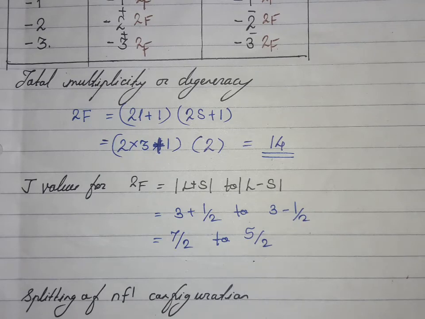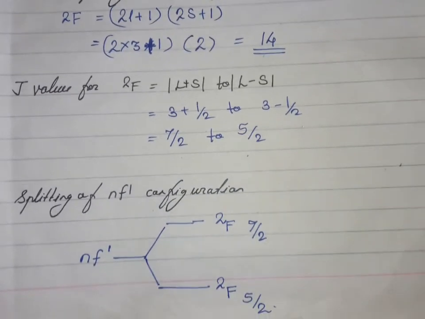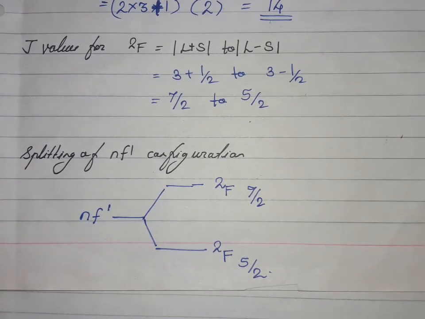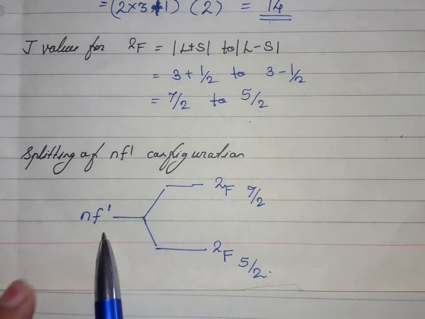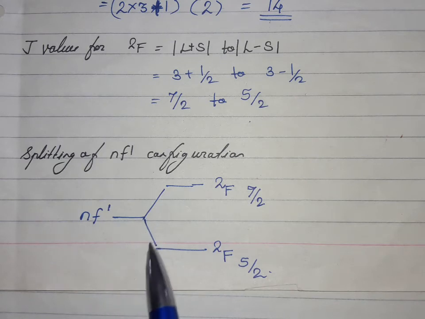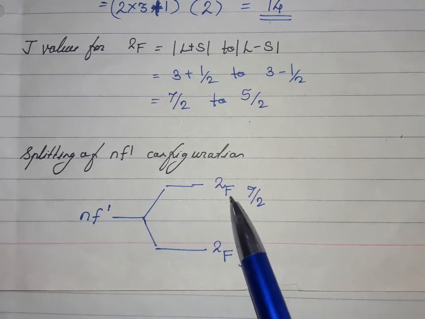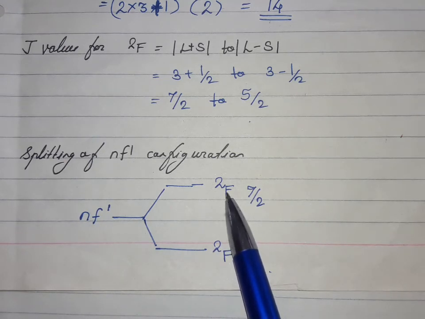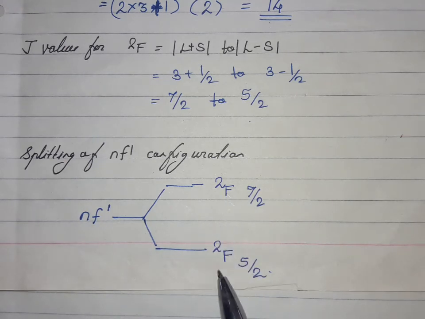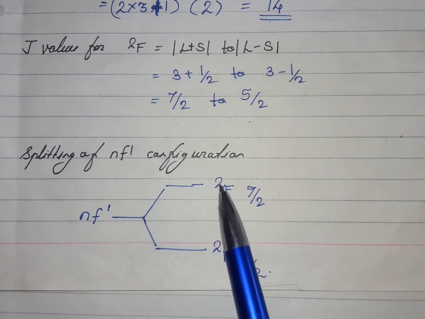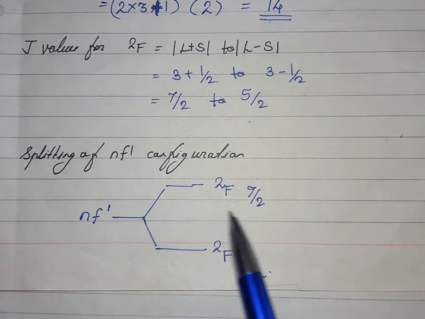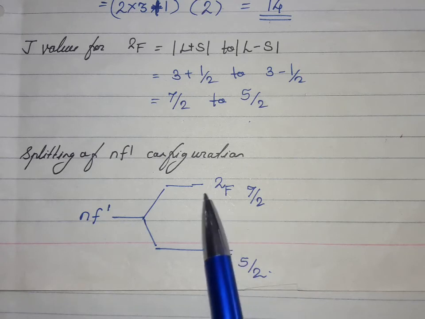Now our last point in this problem is to describe the splitting pattern of the nf1 configuration. So what is the splitting pattern? If that configuration is nf1, one electron in the f orbital, then the nf1 orbital splits into two different energy levels. The first one is doublet F, the Russell-Saunders term or total spectroscopic symbol.